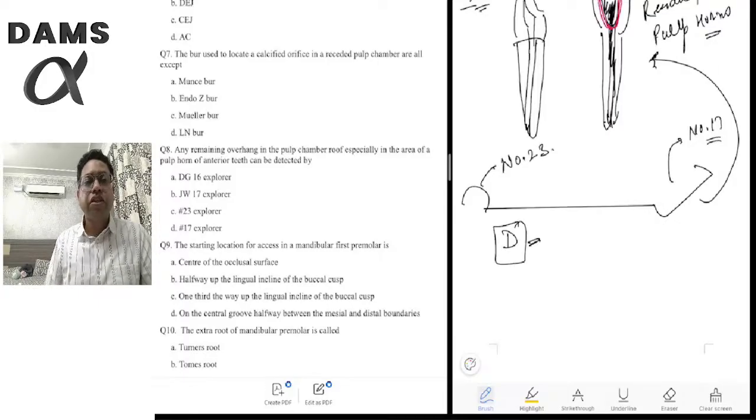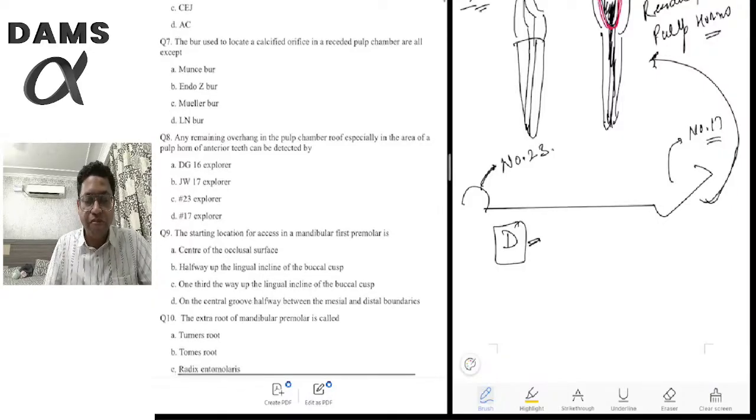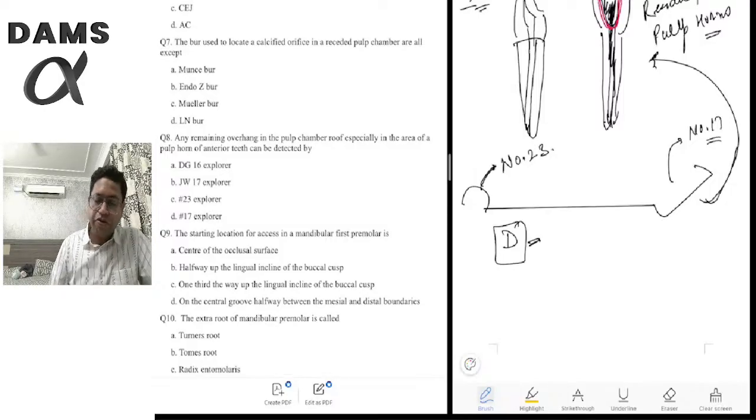If we look at the other options, DG16 explorer. DG16 is an explorer which is used to locate the root canal orifice, not to detect the residual pulp horns. JW17 explorer is also an endodontic explorer, a micro explorer used to locate the root canal orifice. Number 23 explorer is this round end, and number 17 explorer is this end. So it is basically the number 17 explorer that is used to detect the overhangs in the pulp chamber in the area of pulp horns. Option D would be the answer.